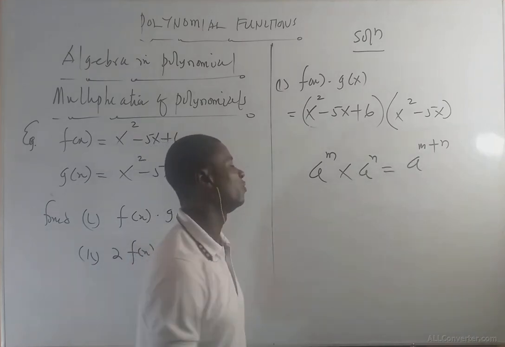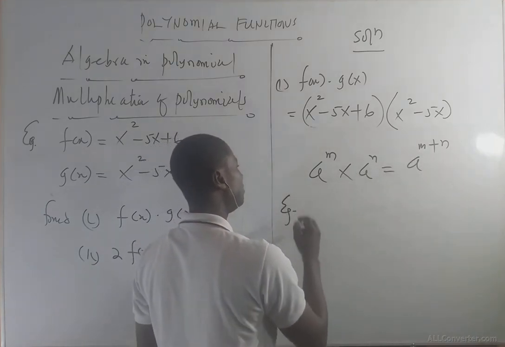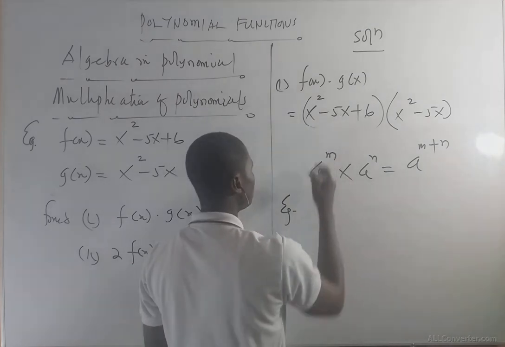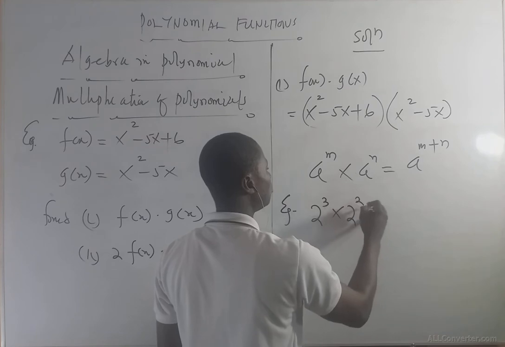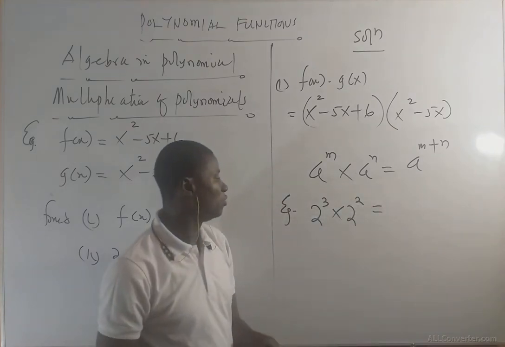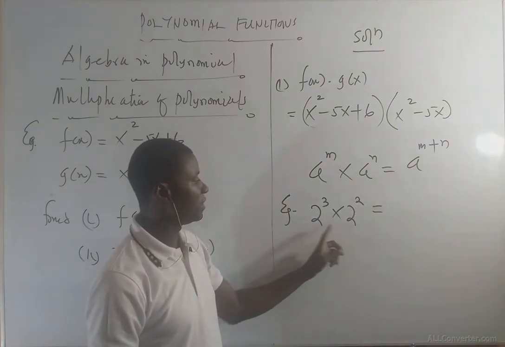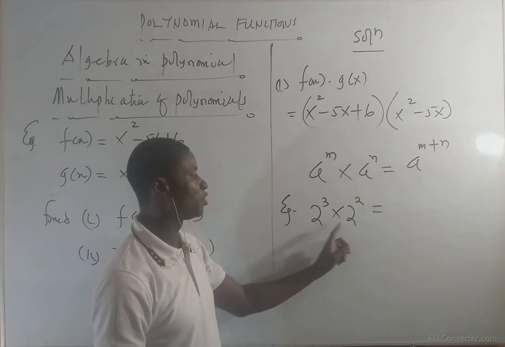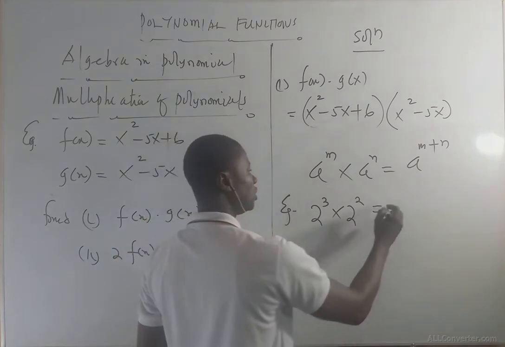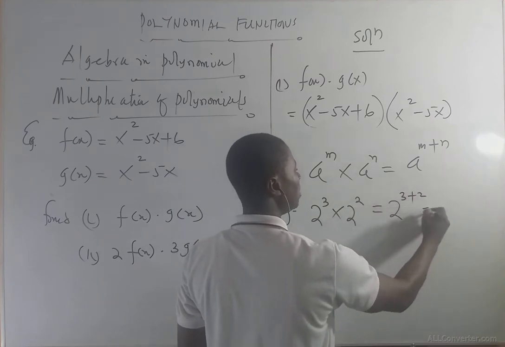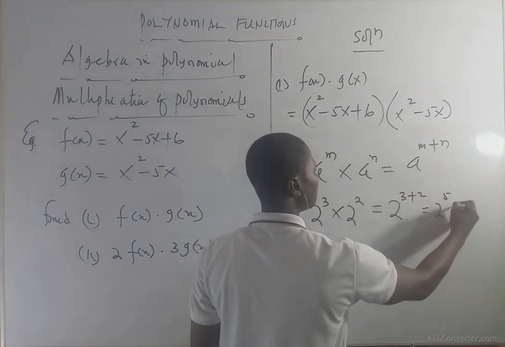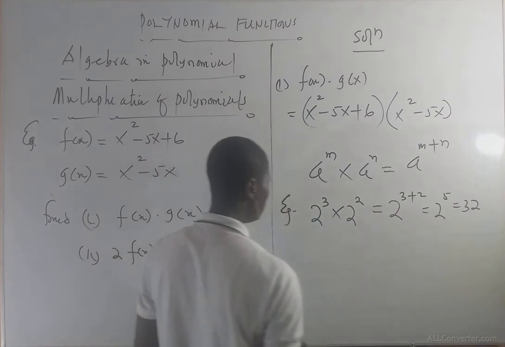Now, let's look at an example here before we solve the question. If you have 2 exponent 3 times 2 exponent 2, according to the law of indices, when you have expressions of the same base multiplying, you keep one of the bases constant, then you add the exponents together. That is 3 plus 2. And this should be 2 raised to the power 5. And the answer is 32. Now, let's look at something.